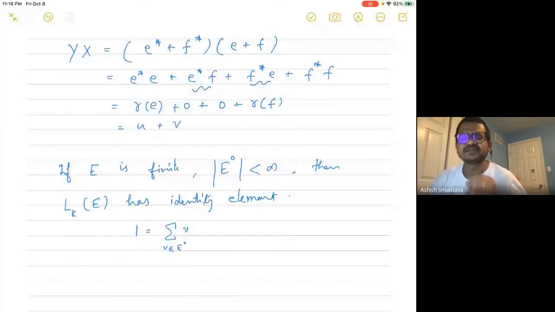If the number of vertices is finite, just take the sum of all the vertices. That will be an identity element for that Leavitt path algebra. Otherwise, it is a ring with local units, in the sense that if you take any finite number of elements, then there is something that acts as identity on those elements. Now here, u plus v is then the identity element. So yx is 1, right?